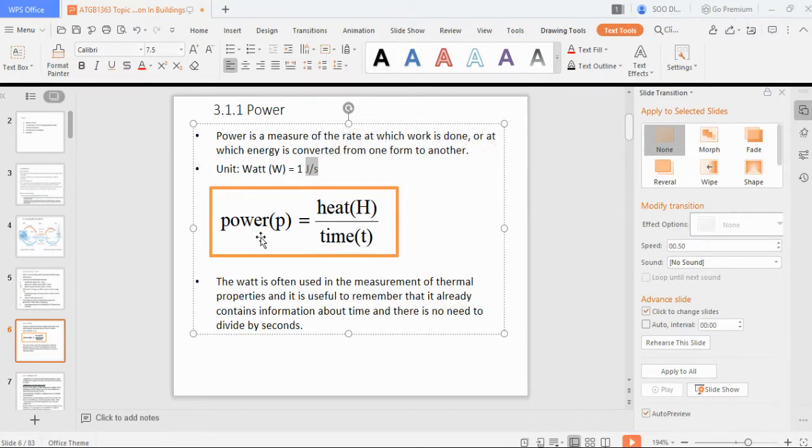So this is just a formula which shows how much work can be done by converting this resource to another form of energy.